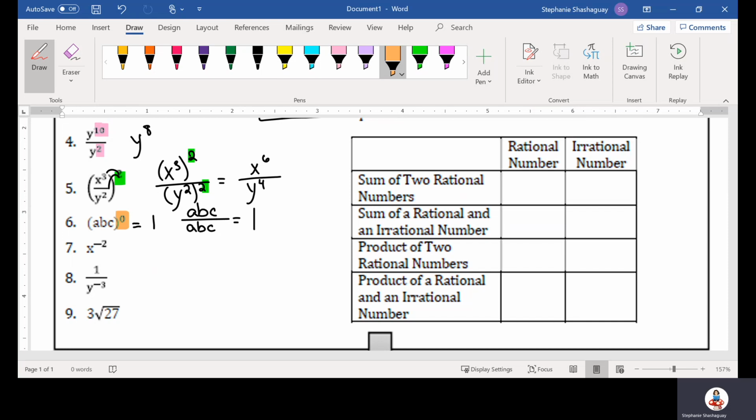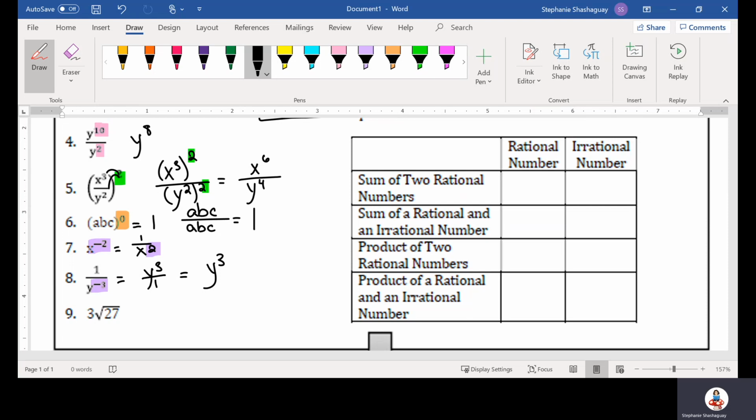Number 7, we have a negative exponent. And when we have a negative exponent, we flip it to a fraction. So this becomes 1 over x squared. When our exponent is negative and it's in the denominator, then we're going to do the opposite. We're going to flip it to the numerator. So we're going to have y cubed. And it's over 1, but we don't ever write it over 1. It's just going to be y cubed.